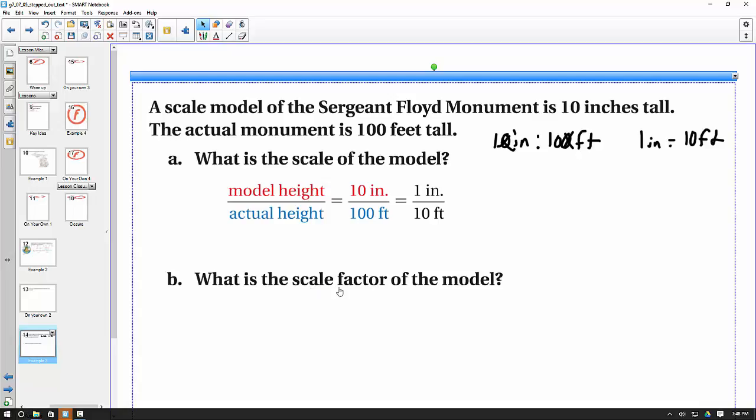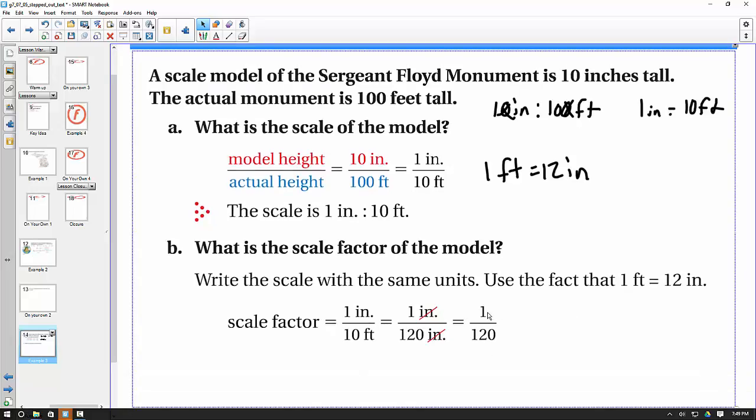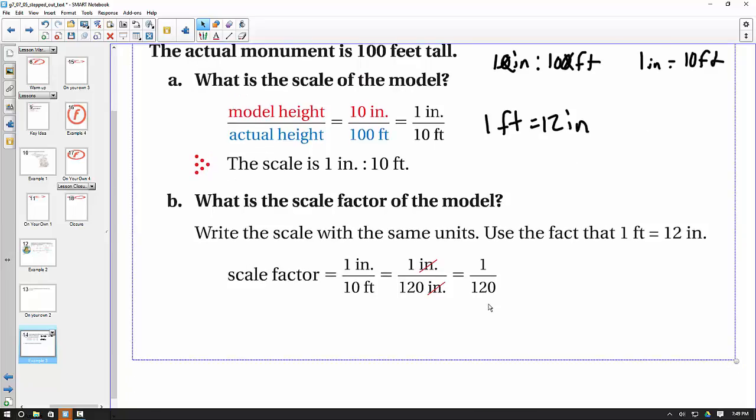And then it says, what is the scale factor of the model? So before I said, what is the scale, which is what we got, but the scale factor is a little bit different. I want to actually have the same unit here. So 1 inch equals how many inches? And I know that there's 10 feet, so let's put it into inches. So I know that 1 foot equals 12 inches. And if I have 10 of these, 10 times 12 is 120. So I could just say that I have 1 inch equals 120 inches, right? Which is what we're doing. So that's how you do the scale factor.